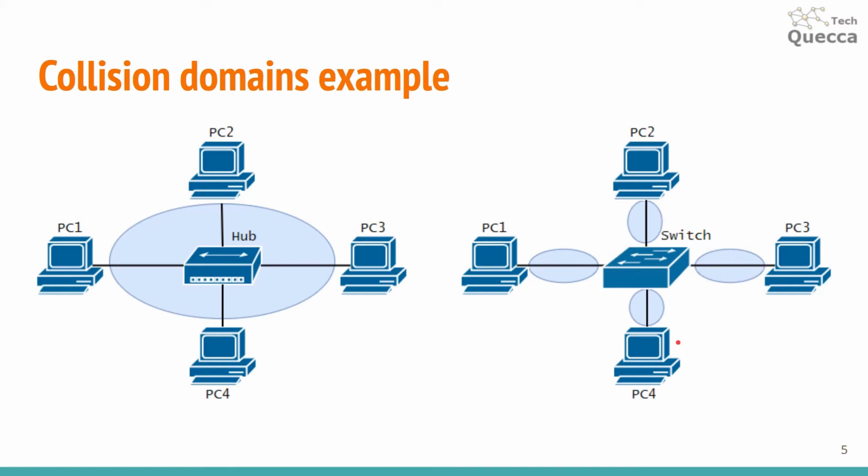But we should differentiate between full duplex and half duplex. If we have full duplex, we're not going to have a collision domain, because we use two pairs, one for transmission and one for receiving. That's why we don't have a collision domain in full duplex. This is everything for collision domains.